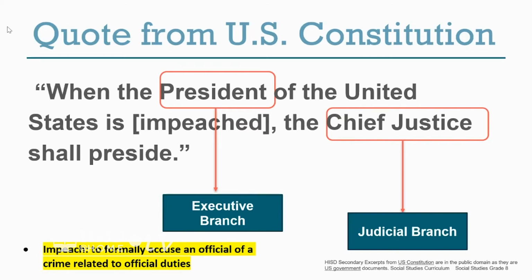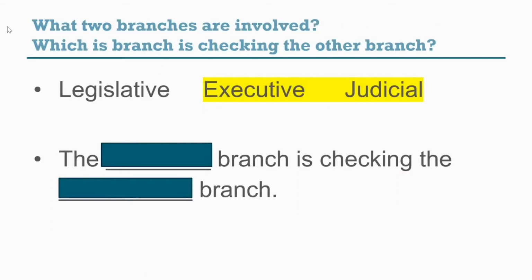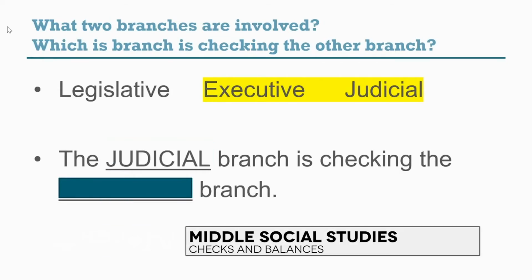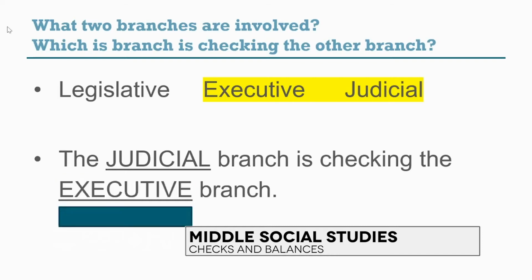So the two branches that are involved are the executive branch and the judicial branch. So which branch is checking the other? In this case, it is the judicial branch, the Chief Justice who's presiding over the veto, or not the veto, but over the impeachment. He's checking, or she's checking, the executive branch, the president that's being impeached.